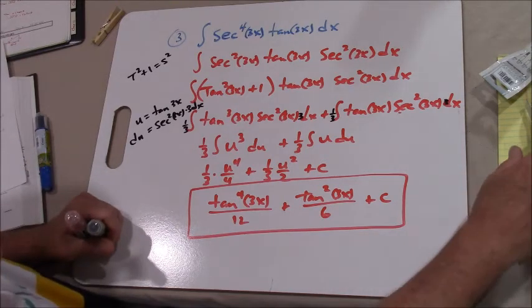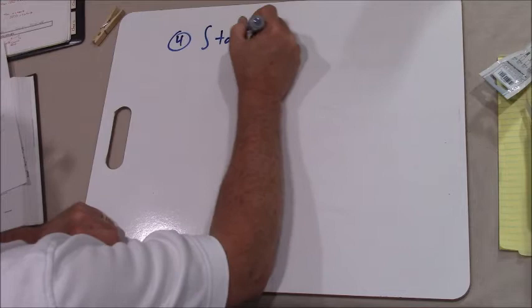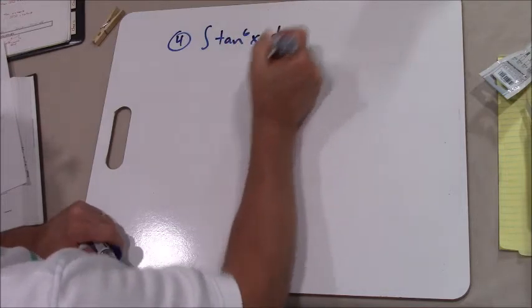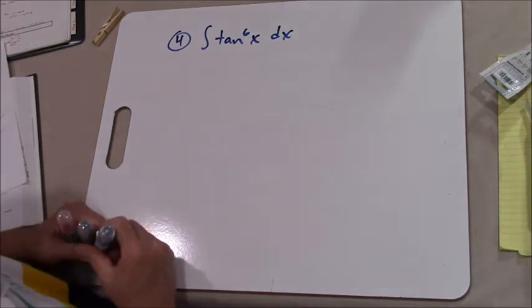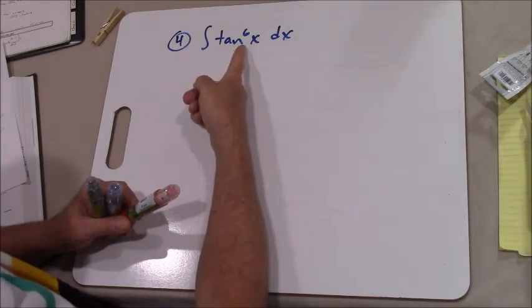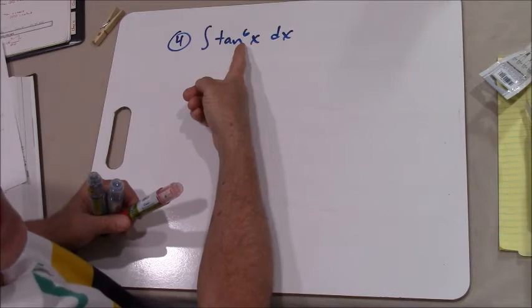All right, let's try another one. This time I've got the integral of tangent to the 6th of x dx. You guys go ahead and try it. So there are no secants. We were told if this was odd, to factor out a secant and a tangent. It doesn't look like either option is going to work.